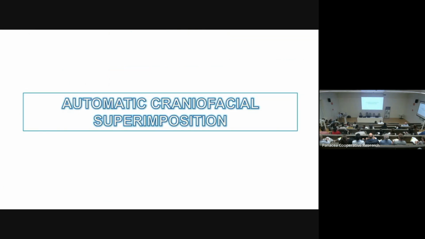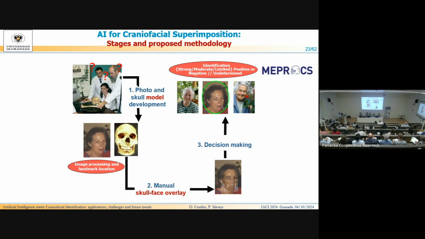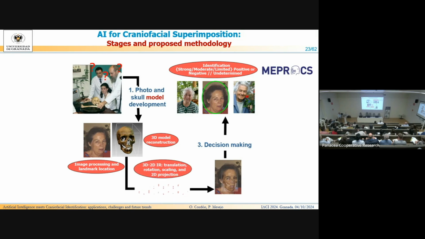Our idea in 2005 was to try to automate craniofacial superimposition in order to help forensic anthropology. That's the start of what you saw yesterday in Skeleton ID. That was the usual approach they were applying. By that time, they were already using 3D scanners here in Granada, and we helped them with the 3D model reconstruction. We applied 3D to 2D image registration in order to superimpose the skull over the face. And we also help in the final decision, something new you haven't seen in Skeleton ID.